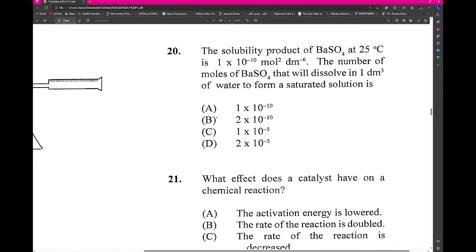Right, the solubility product of barium sulfate at standard temperature is 1 times 10 to the negative 10 moles squared per dm to the negative 6. The number of moles of barium sulfate that will dissolve in 1 dm cubed. We're just going to divide that, and we should get around this. So let me see. Let me remind myself what we divide by here.